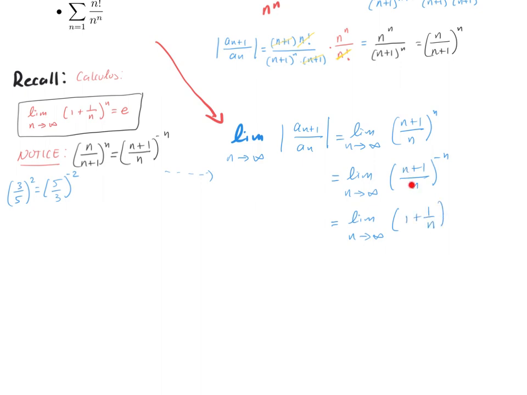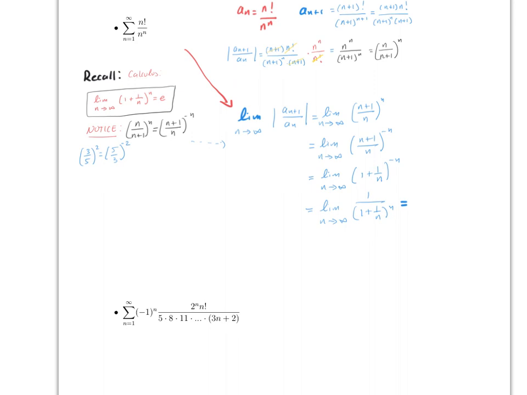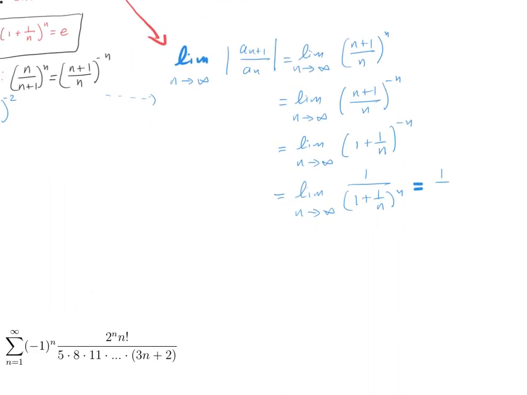Why? Because this n over n gives you 1, and it will give you 1 over n to the minus n. And if you go one step further, this is the limit as n goes to infinity of 1 over (1 plus 1 over n) to the n power. But notice that this is exactly this. So therefore, in this particular case, the limit is exactly equal to 1 over e, which is less than 1. So therefore, this is absolutely convergent, which means it's convergent by the ratio test.